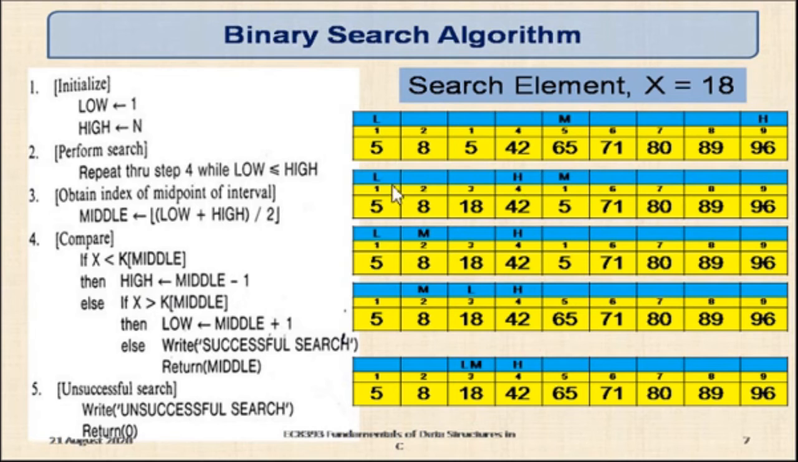That means what? Low to high is the effective array hereafter, effective list hereafter. You need not bother about the remaining elements in the array. Now 5, 8, 18, 42. These are all the elements in the effective array. Right. Now repeat.